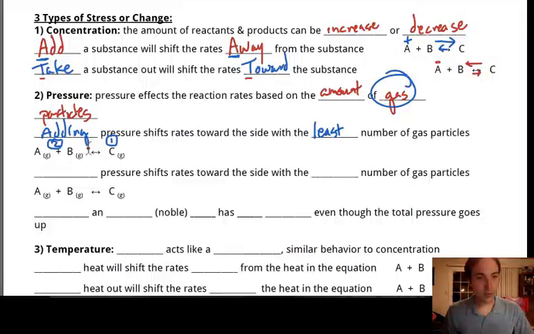So if we add pressure to this, the forward reaction is going to increase in its rate, and the reverse reaction is going to go very slowly because the rate's going to increase to the side with the least number.